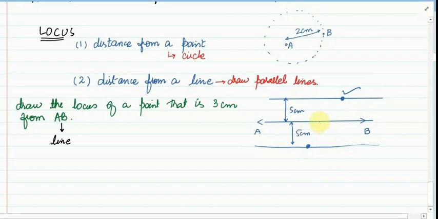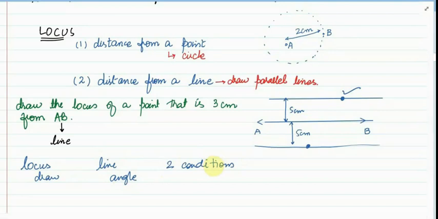Alright, clear? Now in today's class, if I summarize what we had discussed: what is locus, how we do the construction work, the line bisector, the angle bisector, and two conditions of a locus, right? These are the things we had discussed in today's class. There are four conditions of locus, and the remaining two conditions I will discuss in the next class.